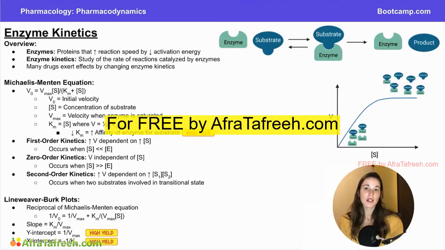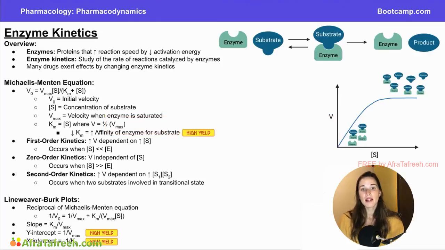In this video, we're going to talk about enzyme kinetics. In the last video, we talked about how enzymes are proteins that increase the rate of a reaction by decreasing the activation energy. In this video, we'll focus on how fast enzymes are able to convert reactants into products, which is known as enzyme kinetics. And it's important to understand this because many drugs exert their effects by decreasing the rate at which an enzymatic reaction is able to occur.